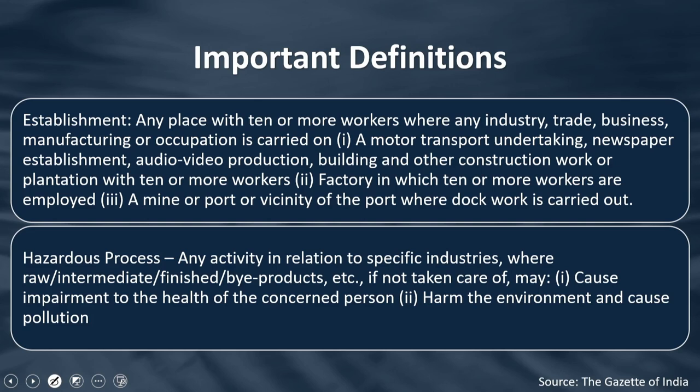And what do you mean by hazardous process in this code? A hazardous process is any activity in relation to specific industries where a raw, intermediate, or finished byproduct, etc., if not taken care of, may actually cause impairment to the health of the concerned person or even harm the environment and cause pollution. So these are some of the critical definitions concerning the particular act or the particular code for that matter. It categorically defines who is an employee, who is an employer, what you mean by an establishment, what you mean by contract labor, and what you mean by hazardous process.